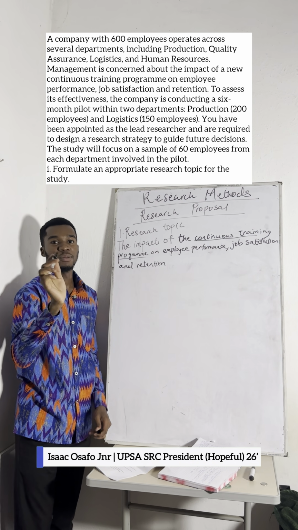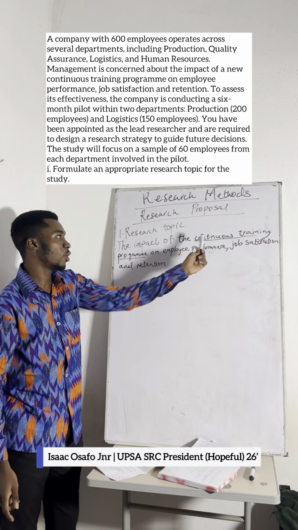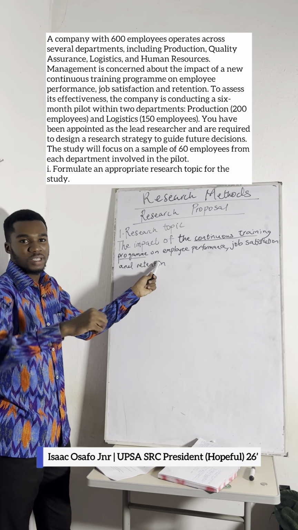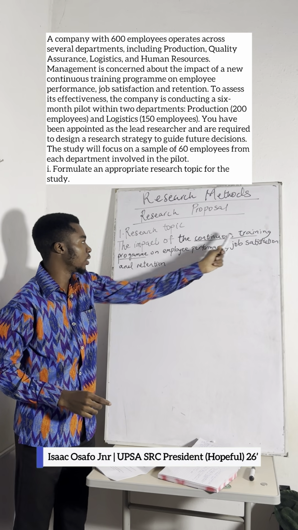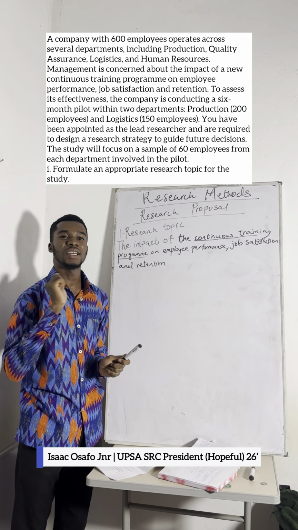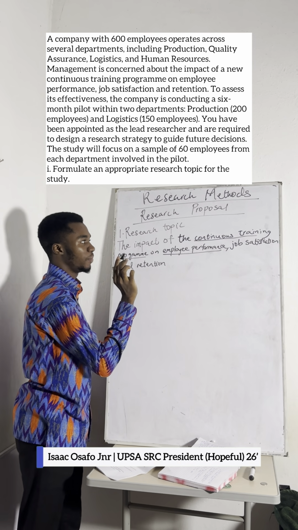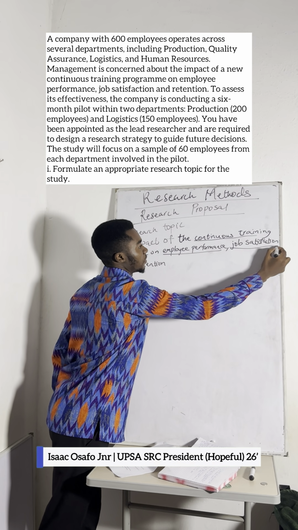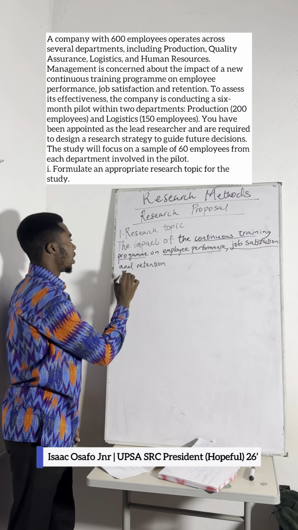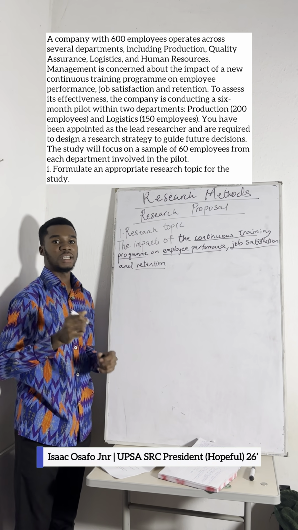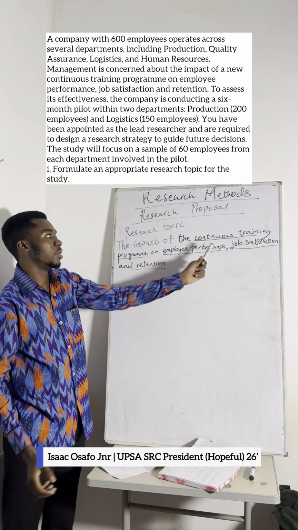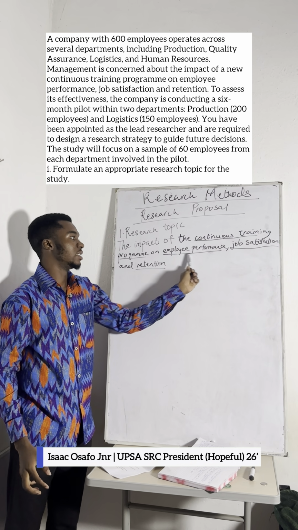independent variable. Then whatever it is affecting, so the continuous training program on whatever is after the on, or whatever the continuous training program is affecting, is the dependent variable. You get it? So on employee performance, that's a dependent variable. Job satisfaction is also a dependent variable, and retention as well is also a dependent variable. So whatever the independent variable is causing or is affecting is the dependent variable.